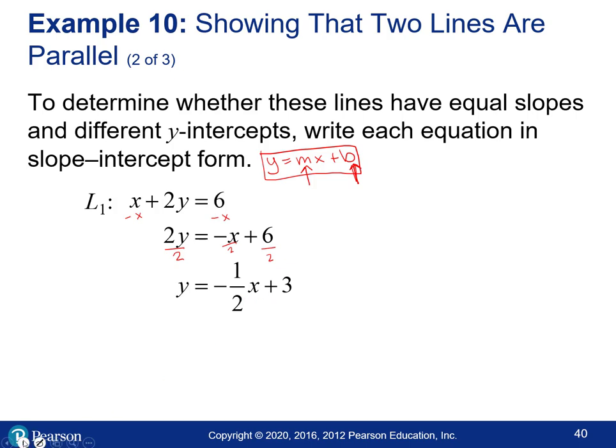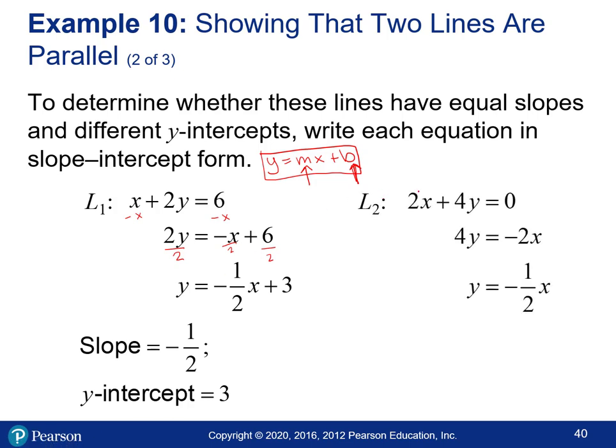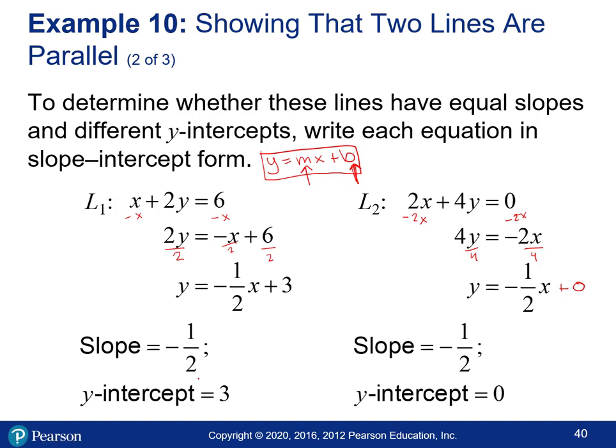So the slope is negative 1/2 and the y-intercept is 3, or you could say 0, 3. Second line, same process. You're going to subtract 2x from both sides to get this in slope-intercept form. Divide both sides by 4. And then notice we have y equals negative 1/2 x plus 0. There's an invisible 0 back here. So the slopes are the same and the y-intercepts are different.